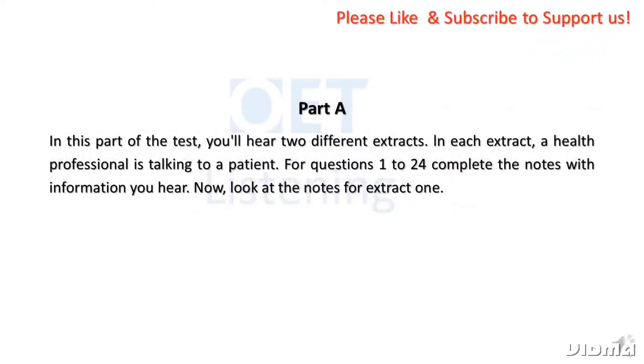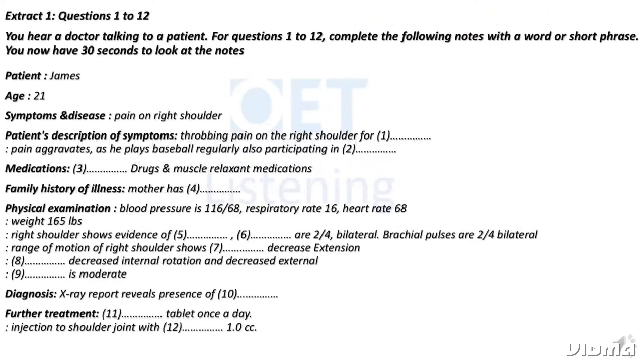Part A. In this part of the test, you hear 2 different extracts. In each extract, a health professional is talking to his patient. For questions 1 to 24, complete the notes with the information you hear. Now, look at the notes for Extract 1. Extract 1, questions 1 to 12.